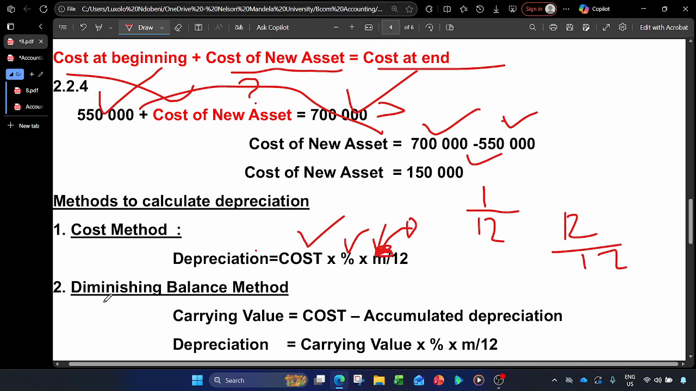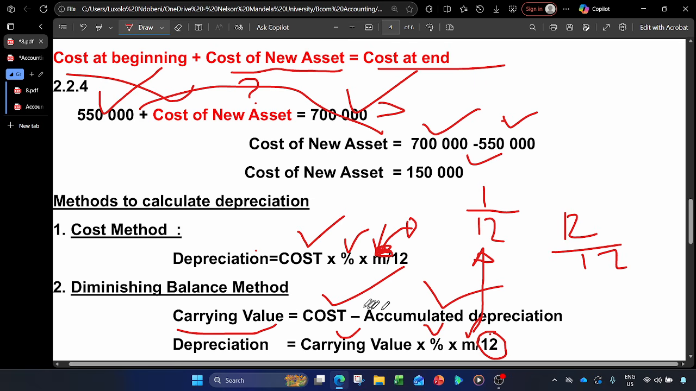Right. So coming to the diminishing balance method. Here the depreciation is calculated on the carrying value. Right. So how can we calculate the carrying value? It is the cost minus accumulated depreciation, as I said before. Then you will use the carrying value to calculate the depreciation. So depreciation will be equal to the carrying value times the percentage they use times m over 12. As I said, m will be the months that the asset stayed during the year, and 12 is just the months in a year, and the year has only 12 months.